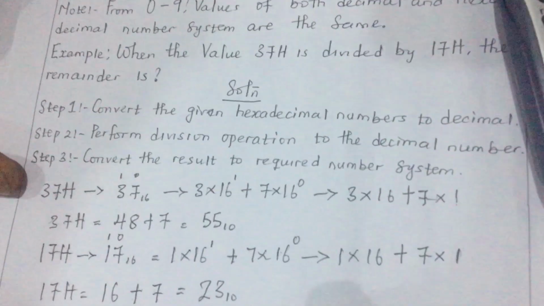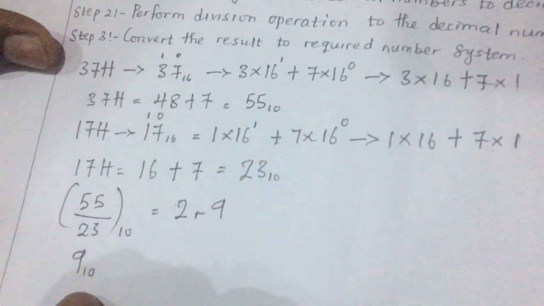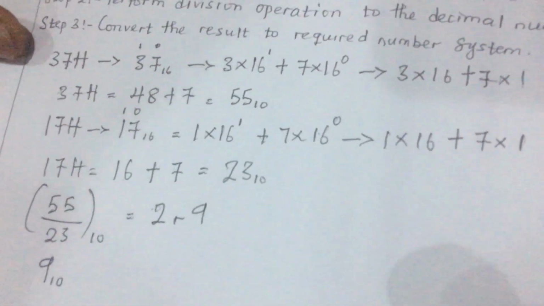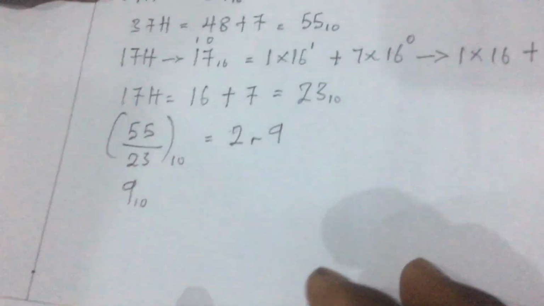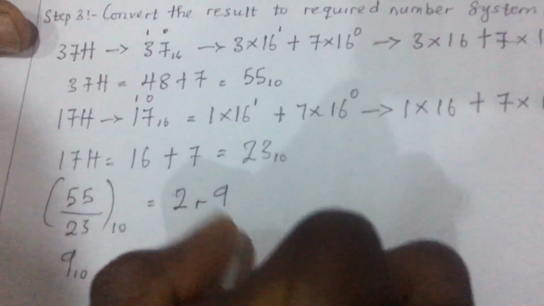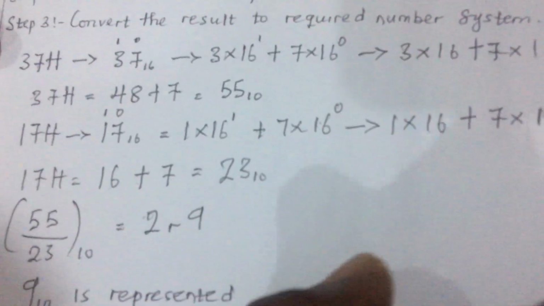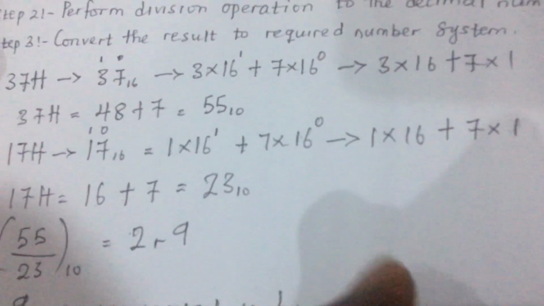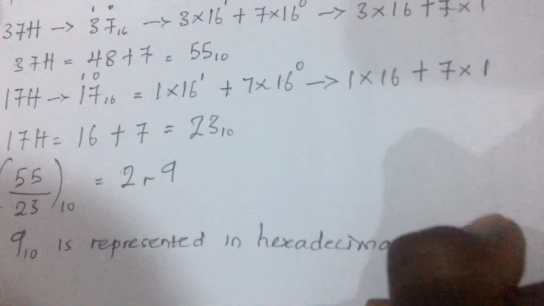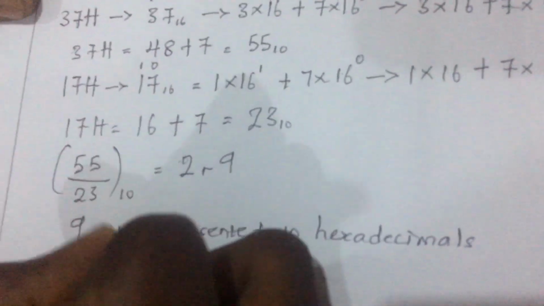Let's move to step 3. It says convert the results to the required number system. So our remainder has to be in what? In base 16, since we are dividing in hexadecimal. So we need to represent 9 base 10 in hexadecimal.